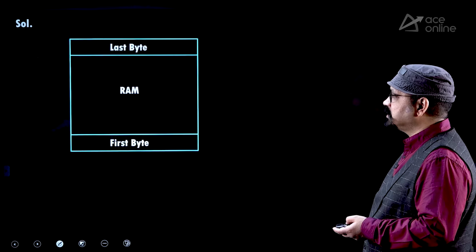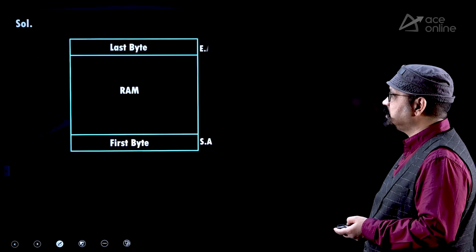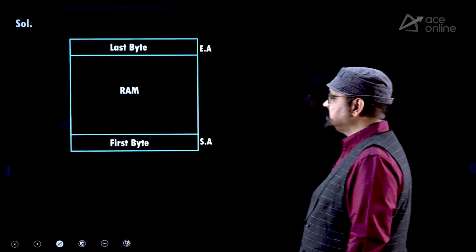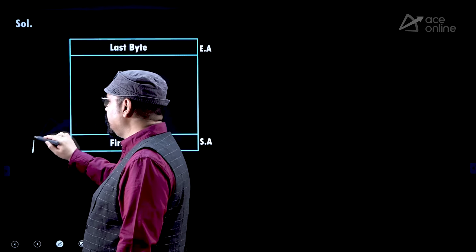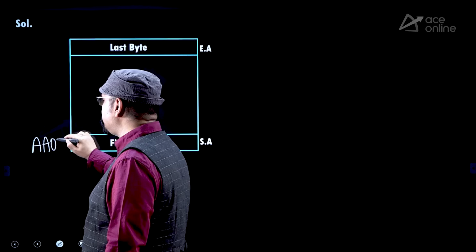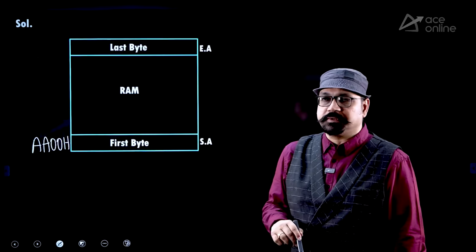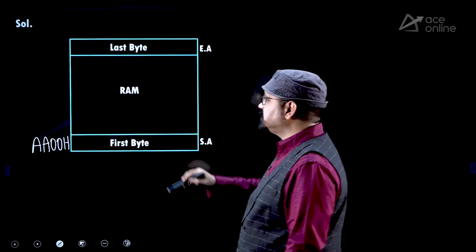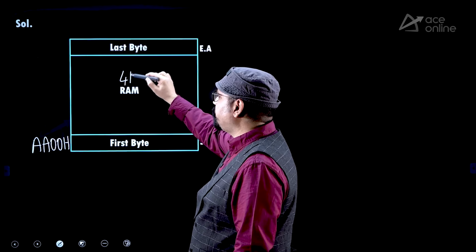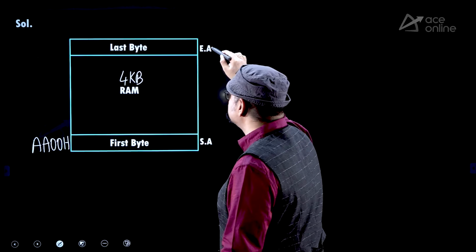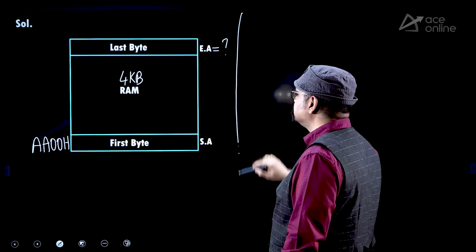First byte, last byte, starting address, end address. What is the starting address given to you? AA00 hexa. Obviously, RAM cannot start from 0000. ROM starts from 0000. What is the size of the memory? Size of the memory is 4 kilobytes. What is asked? End address is asked.